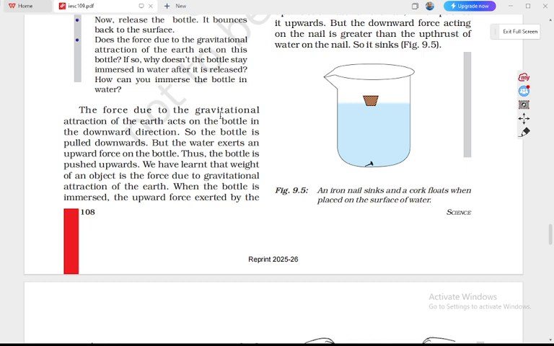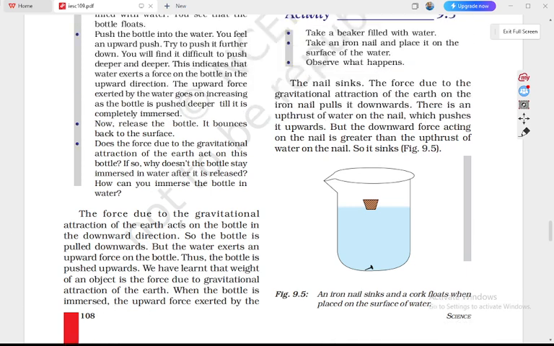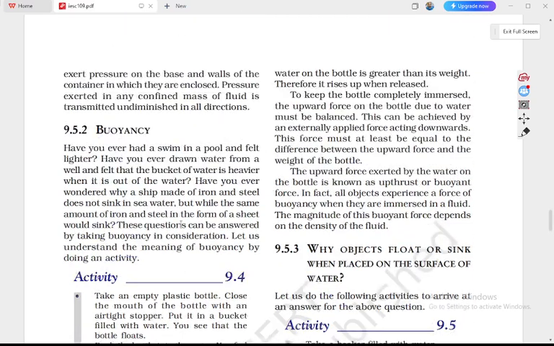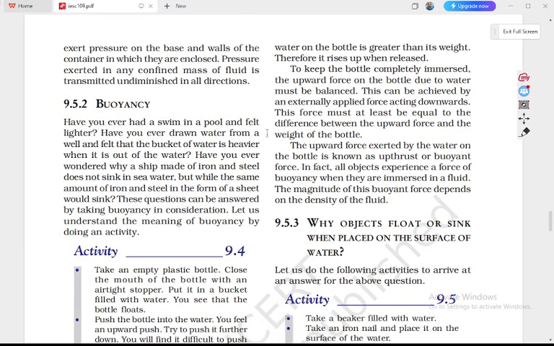The force due to the gravitational attraction of the earth acts on the bottle in the downward direction, so the bottle is pulled downwards. But the water exerts an upward force on the bottle, thus the bottle is pushed upward. We have learned that the weight of an object is the force due to gravitational attraction of the earth. When the bottle is immersed, the upward force exerted by water on the bottle is greater than its weight. Therefore, it rises up when released.